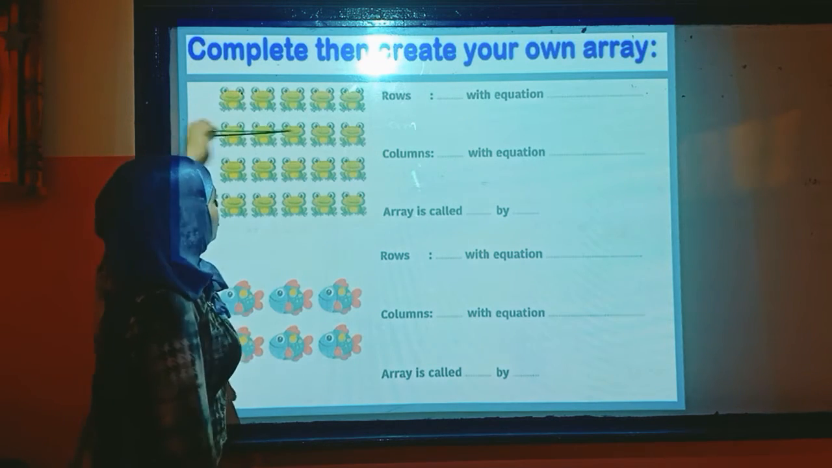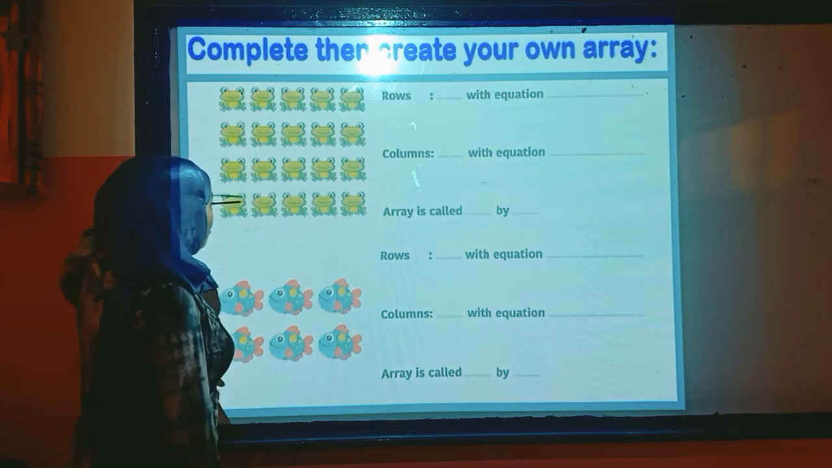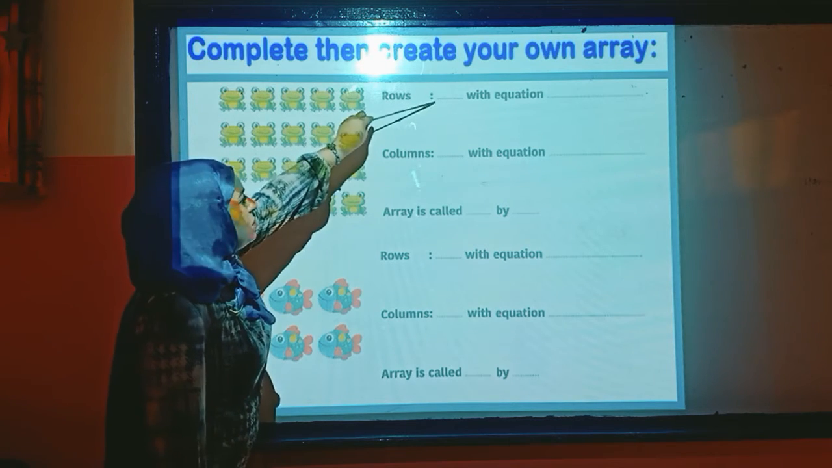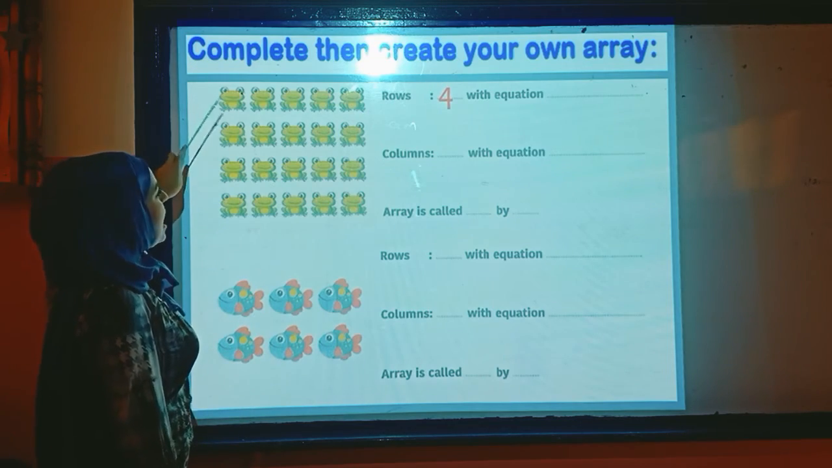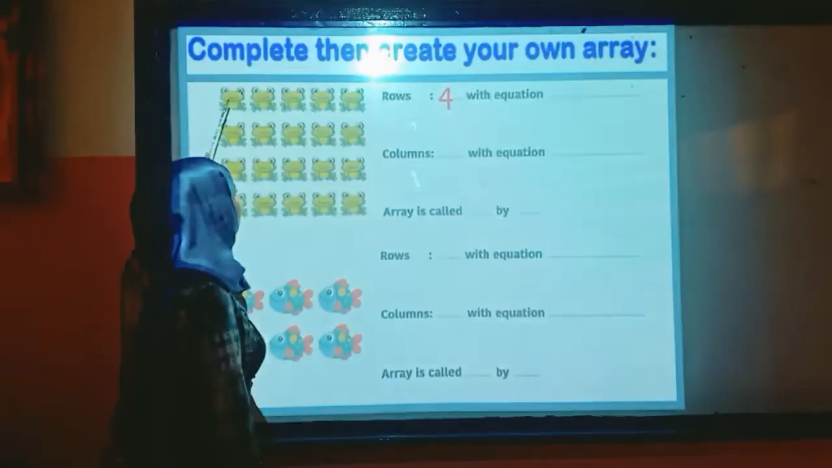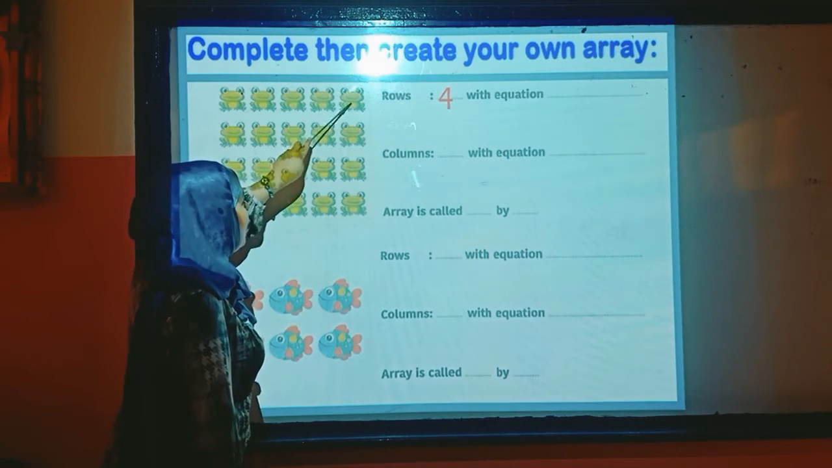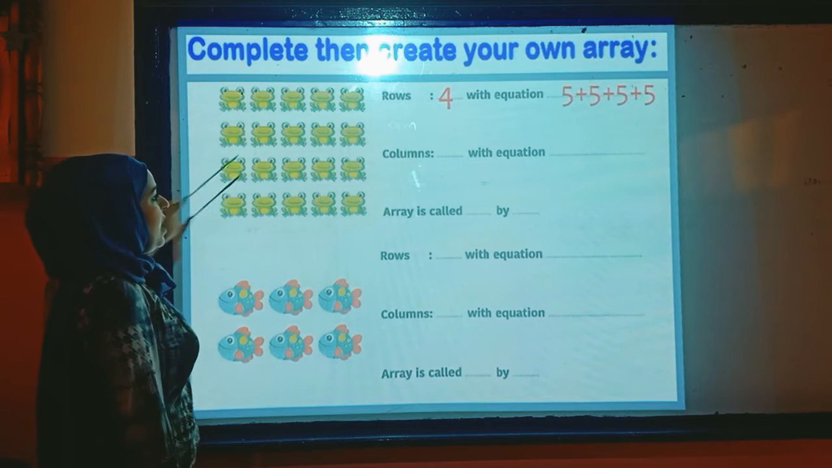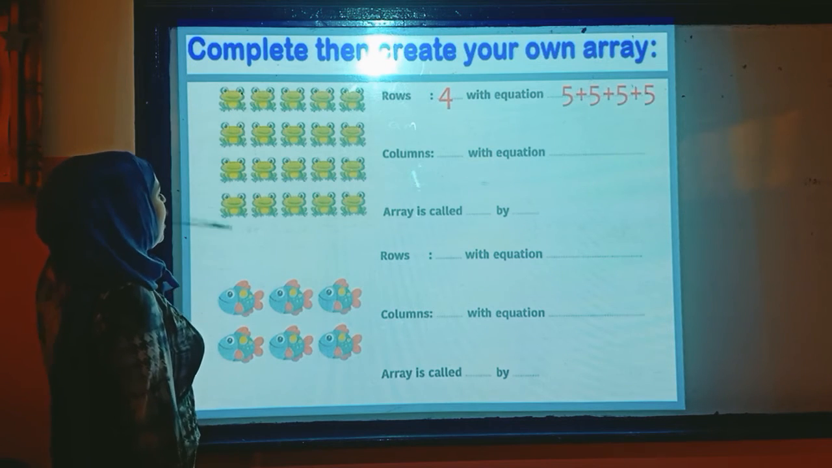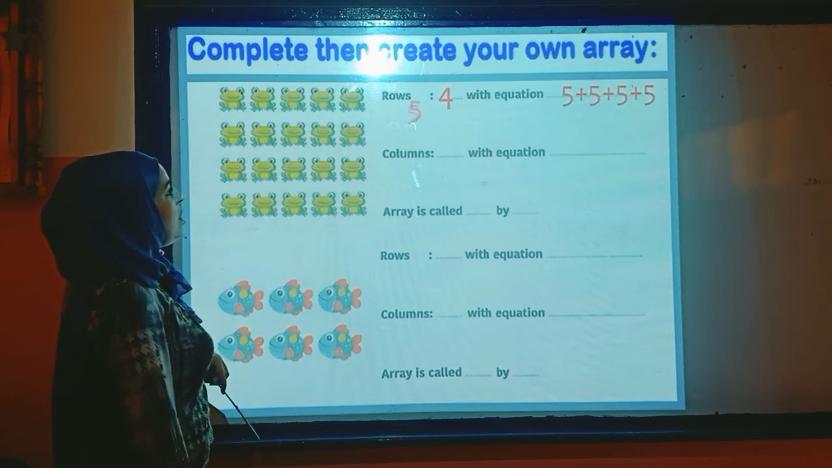1, 2, 3, 4 rows. Yeah, I have number 4. What equation? How many in the first row? 1, 2, 3, 4, 5. So 5 plus 5 plus 5 plus 5. How many columns? Yeah, I have 5 columns.